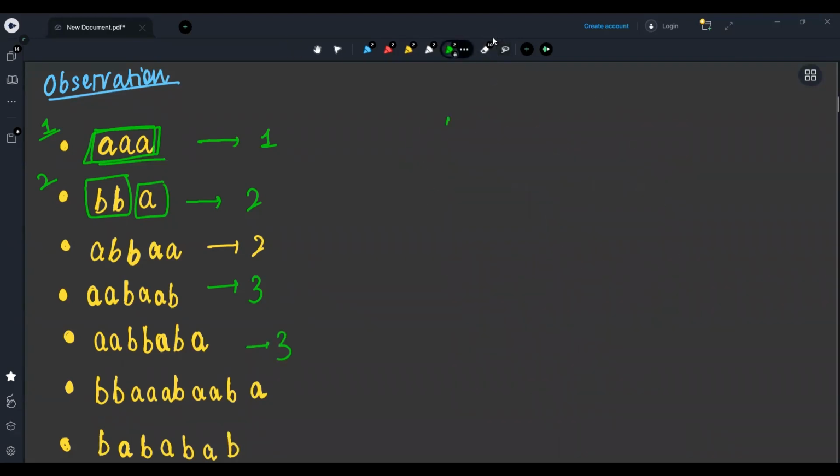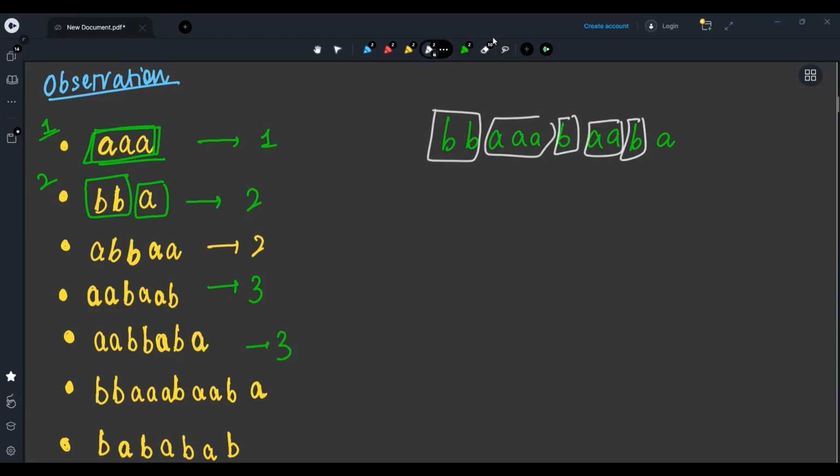The other string that I take is BB, triple A, BAA, BA. Now, let's say I remove, I have one group, two groups, three groups, four groups, five groups, and six groups. I will remove the middle groups. I will remove this, let's say, BBB, AA, BA. Let's say I have these two middle groups. Let's say I remove this, BBB, BA.